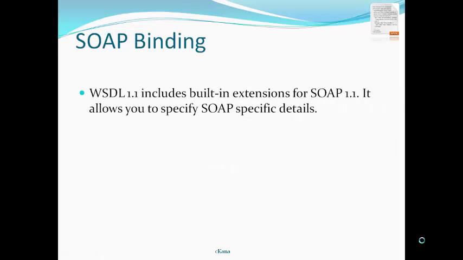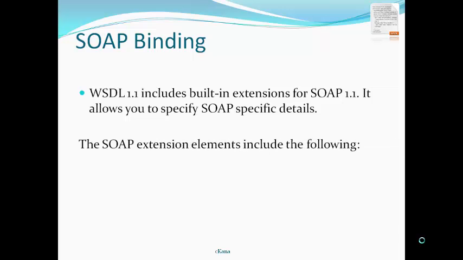SOAP binding. WSDL 1.1 includes built-in extensions for SOAP 1.1. It allows you to specify SOAP-specific details, including SOAP headers, SOAP encoding styles, and the SOAP action HTTP header. The SOAP extension elements also include the following: SOAP binding, SOAP operation, and SOAP body.